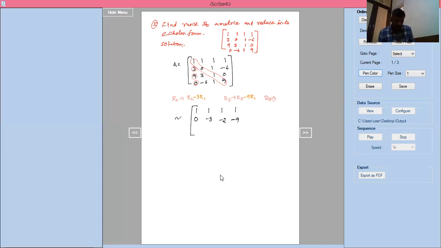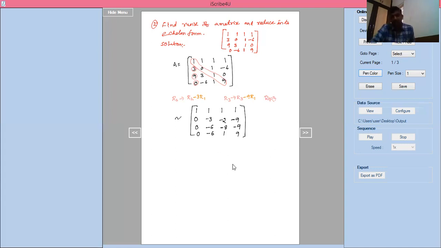Similarly R3: 9 minus 9 is 0. 3 minus 9 is minus 6. 1 minus 9 is minus 8. Then 0 minus 9 is minus 9. Next I'll write the R4 row as it is: 0, minus 6, 1, 9, because in the R4 row I have not done any operations.